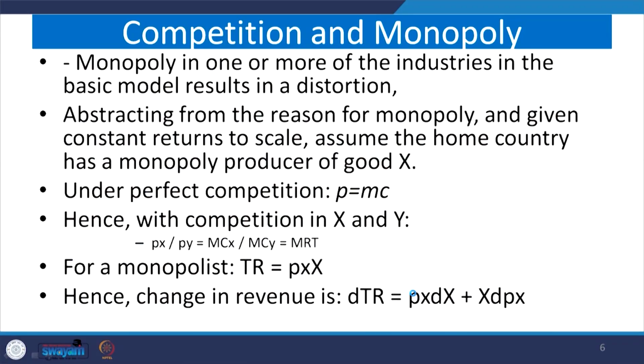Abstracting from the reason for monopoly and given constant returns to scale, assume the home country has a monopoly producer of good X. Let us assume this, so that we can prove differently. Under perfect competition, what really happens? Price gets equalized with MC, price is equal to MC.